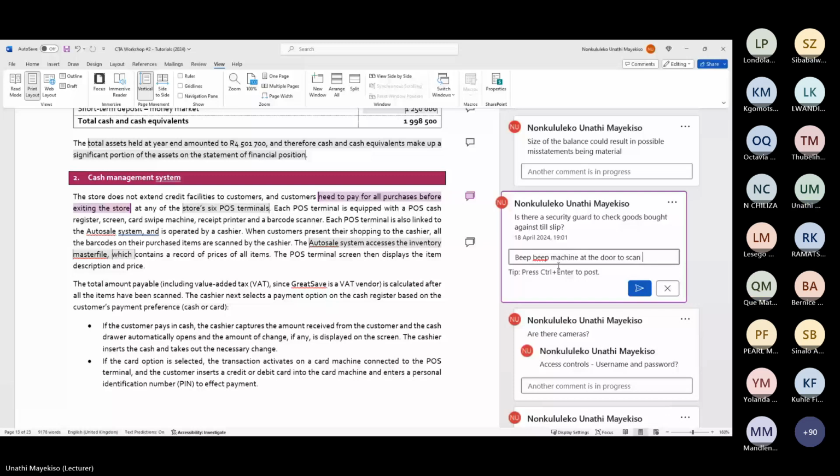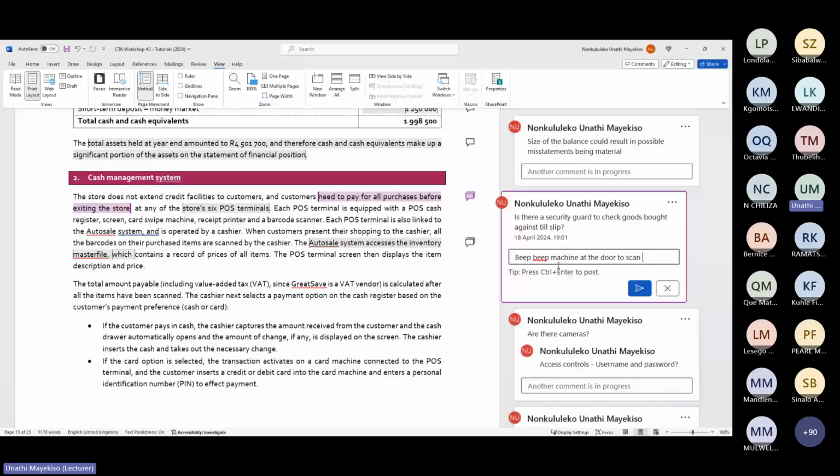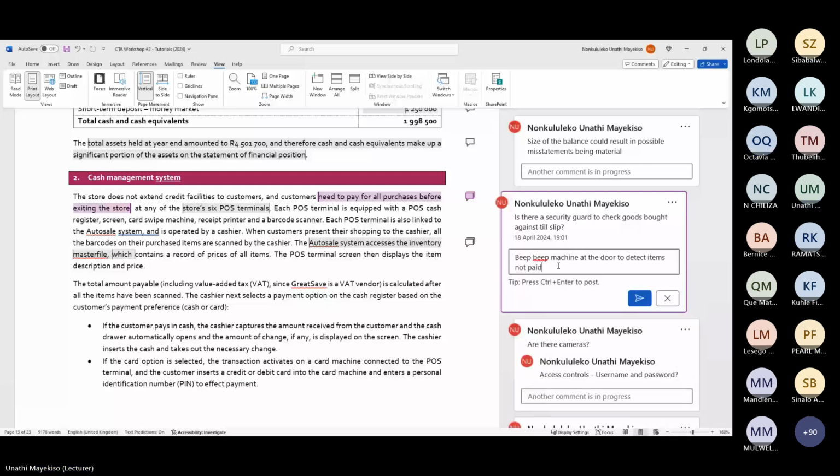Or to detect, let's try and use nicer language, to detect items not paid for. Paid for, yeah. In the exam, you'll think of a nicer name than beep beep machine, but I just say scanner at the door.